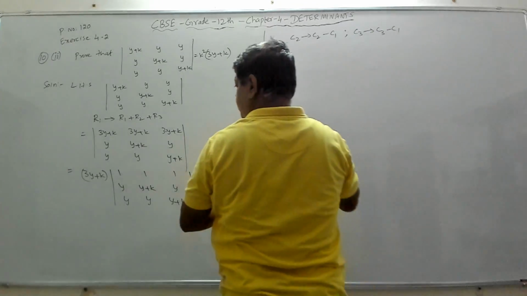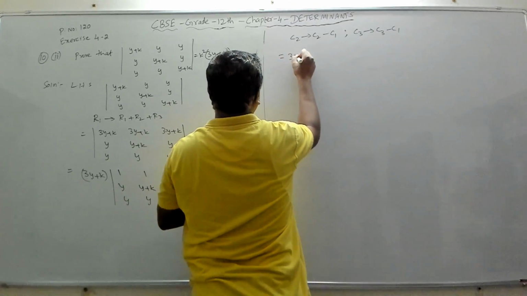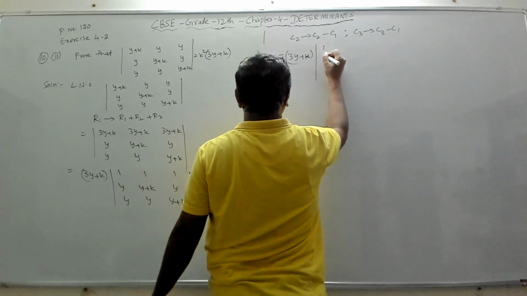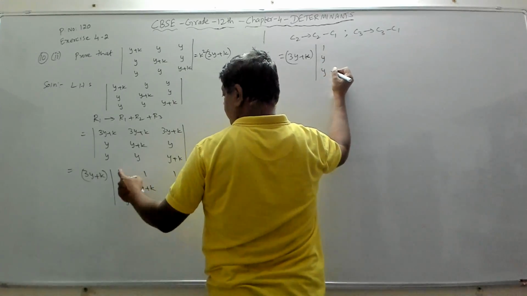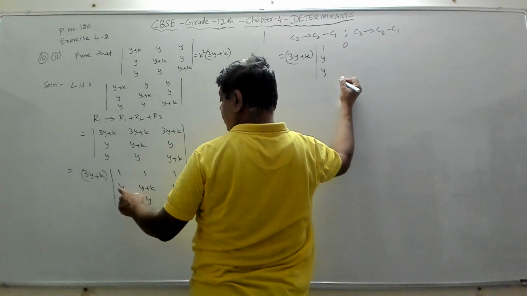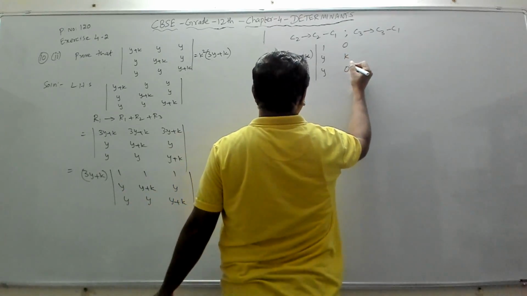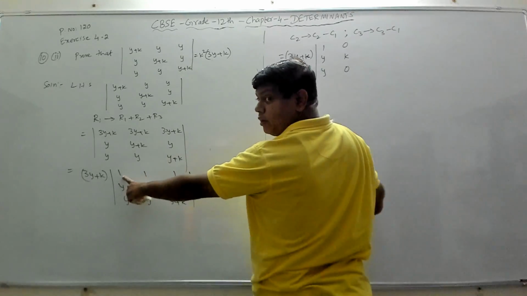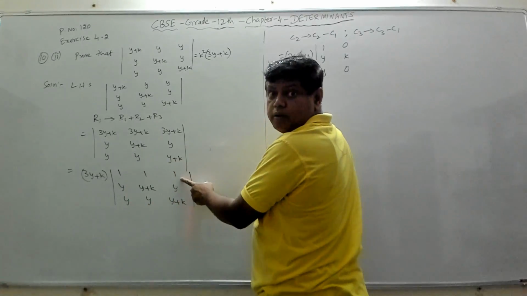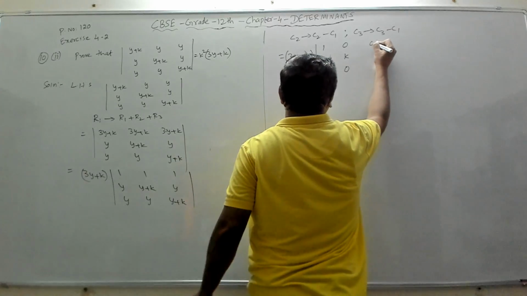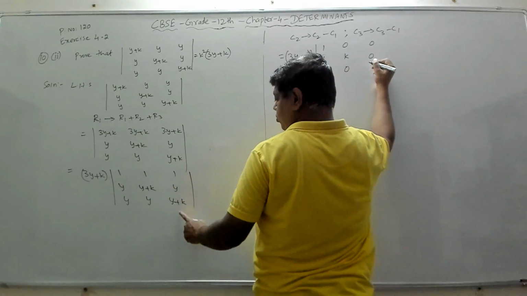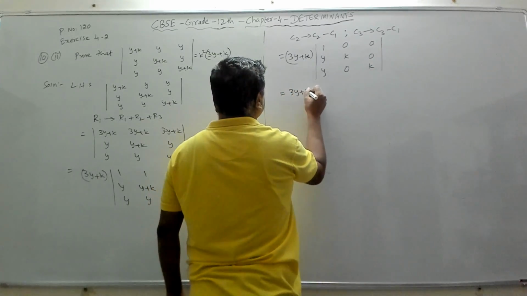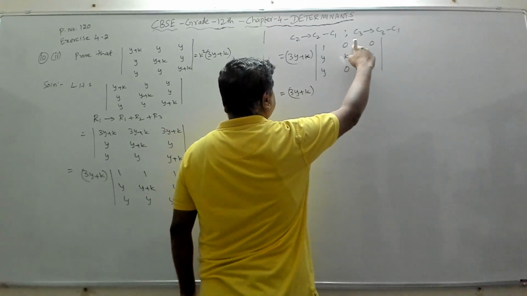what it becomes is 3y plus k times the determinant. Then your first column, no change. Second column, 1 minus 1 is 0. Then y plus k minus y is k. Y minus y is 0. Similarly, C3 minus C1. See, this is column 3, this is column 1. So C3 minus C1: 1 minus 1, 0. Then similarly, y minus y, 0. Y plus k minus y is k. So that is equal to 3y plus k into, again k is common in all this, 0, k, 0.